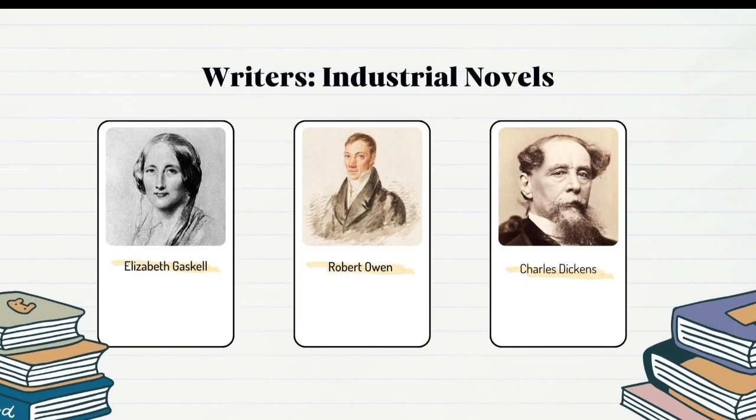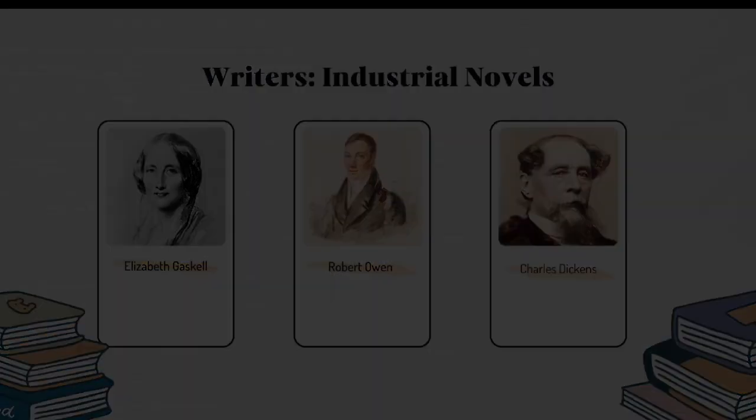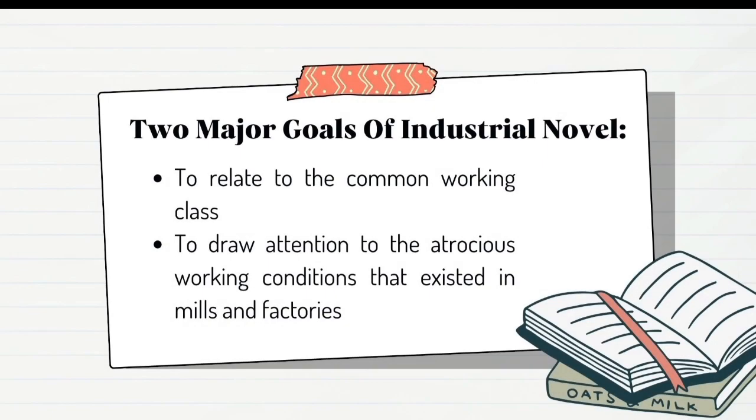So, writers of industrial novels: Elizabeth Gaskell, Mary Barton; Robert Owen, A New View of Society; and Charles Dickens, Oliver Twist, Hard Times, A Christmas Carol. And then the two major goals of the industrial novel.